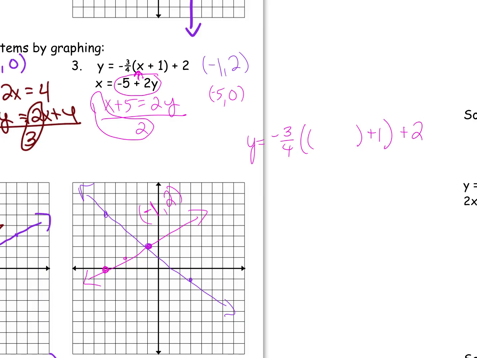Now I'm going to take what x equals and plug it in. So I'm going to take this right here and I'm going to stick it right there. So I got negative 5 plus 2y. We need to simplify this inside first. So I got a negative 3/4 and I got a plus 2. But what's going to be on the inside of my parentheses when I simplify it? I got negative 5 plus 2y plus 1.